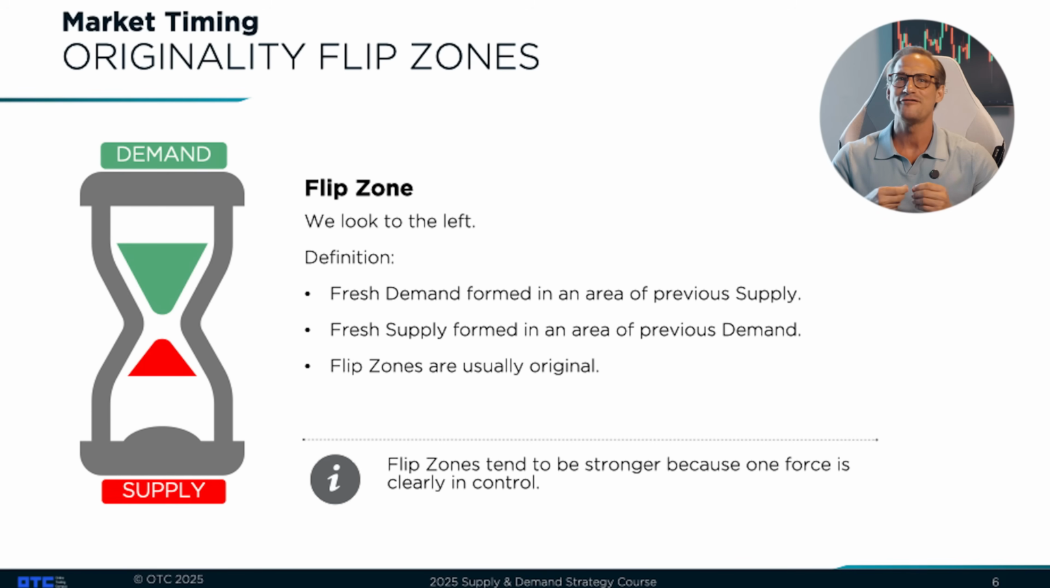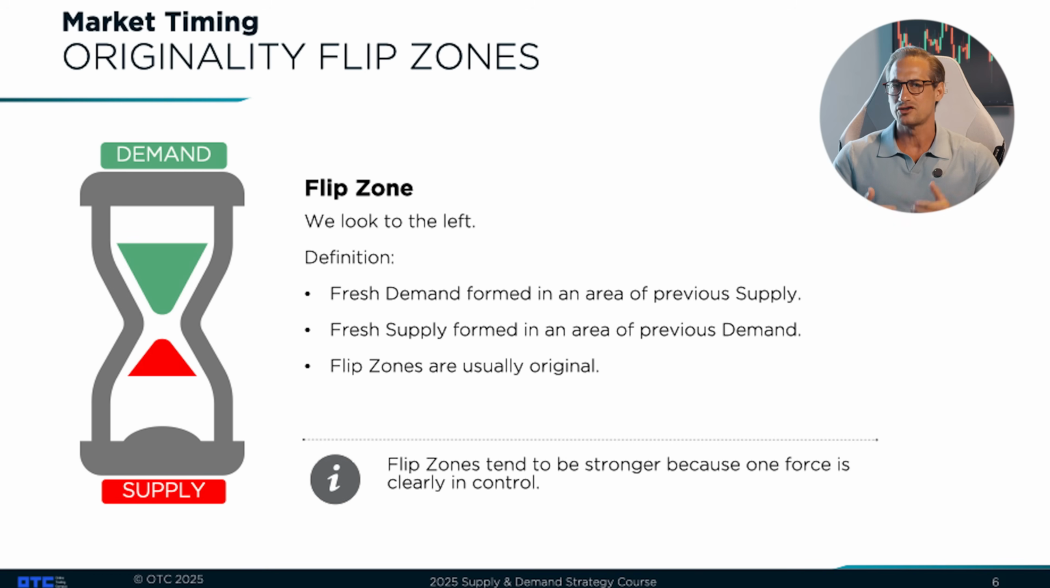Next, let's define flip zones. And again, for these, we look to the left. A demand flip zone forms when a fresh demand zone is created inside a previous area of supply. In other words, demand overtook supply and established a new demand zone. A supply flip zone forms when a fresh supply zone is created inside a previous area of demand. Here, supply overpowered demand and created a new supply zone.